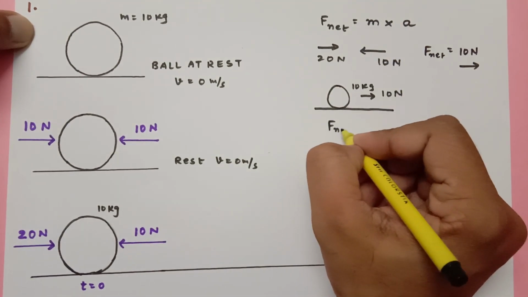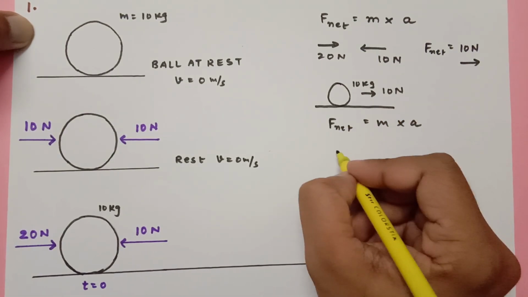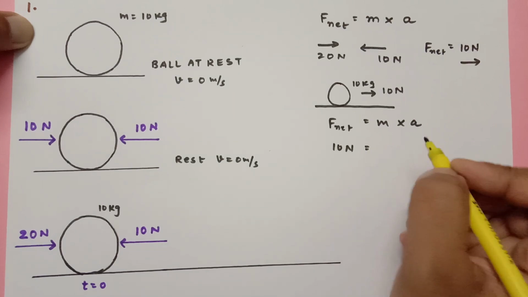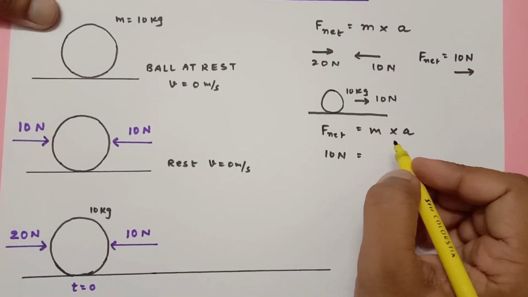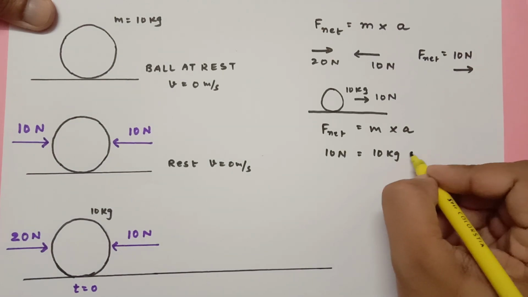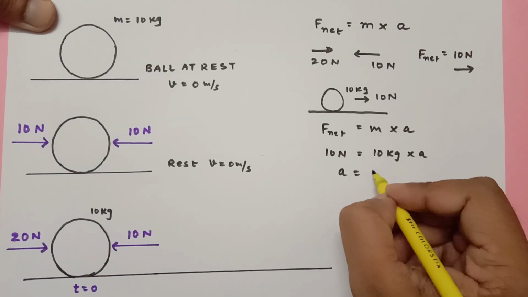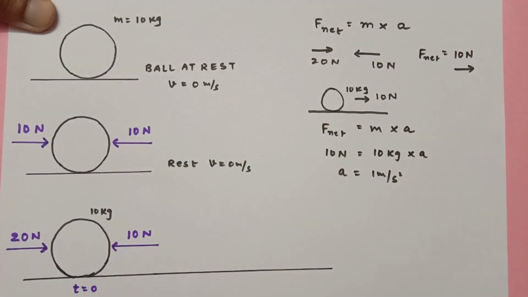So F net is equal to mass of the ball times a. So F net is 10 Newton. That is equal to mass of the ball, which is 10 kilogram, times a. So this goes in the division and finally we will get the acceleration as 1 meter per second square.